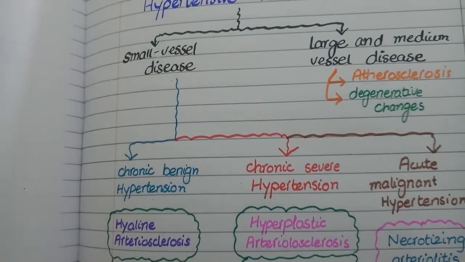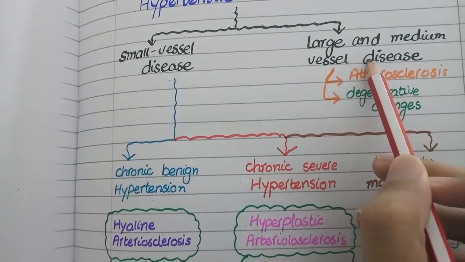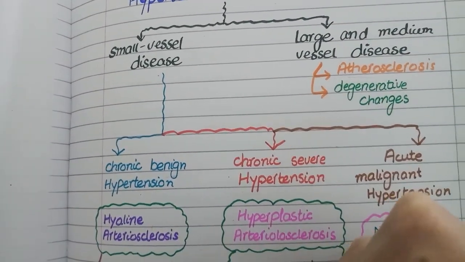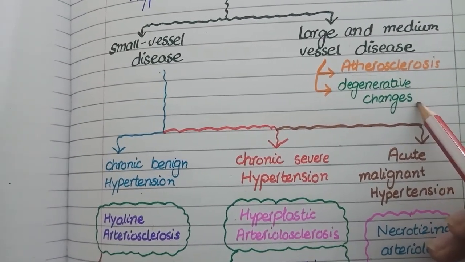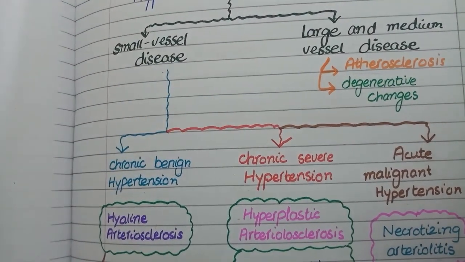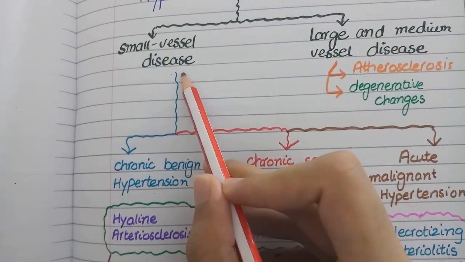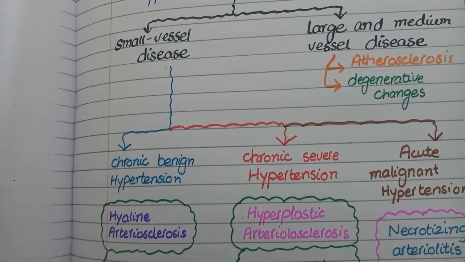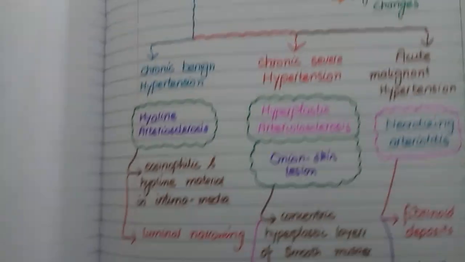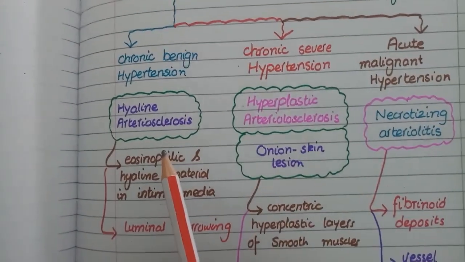Now, hypertensive vascular disease can be categorized into small vessel disease and large or medium vessel disease. Firstly, this large or medium vessel disease is in the form of atherosclerosis or degenerative changes, which we will study in detail after a while. And small vessel disease, which is the main feature of hypertension, occurs at the level of arterioles. It is called arteriolosclerosis, and it can be further subcategorized into three types depending upon the degree of hypertension.